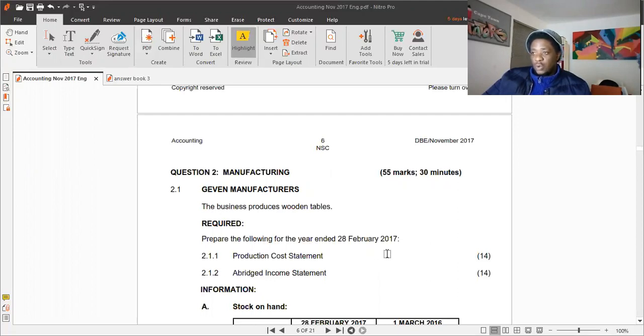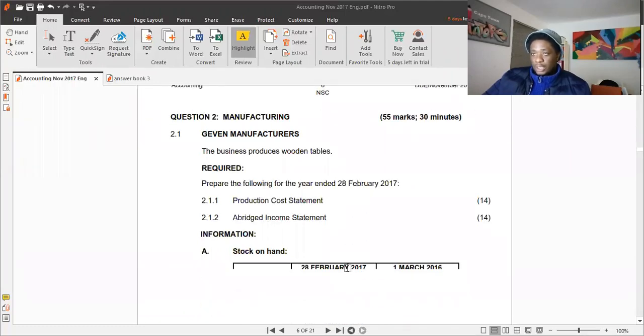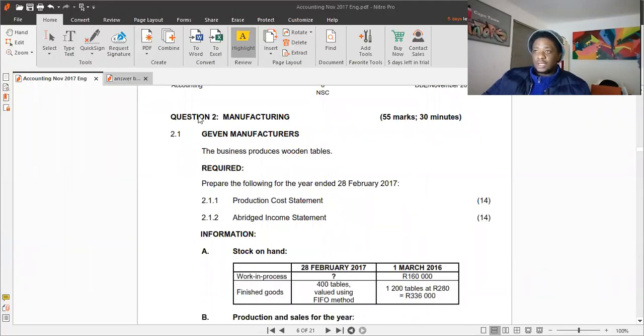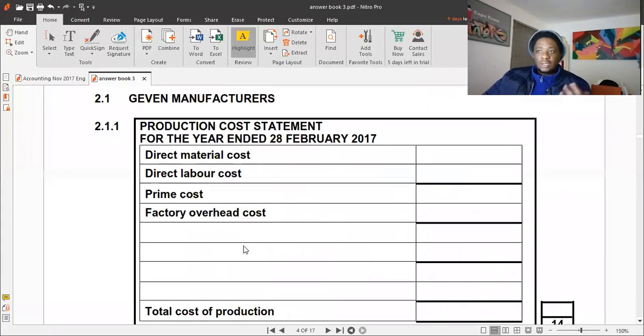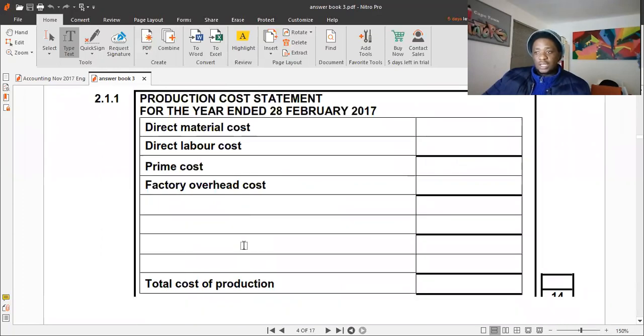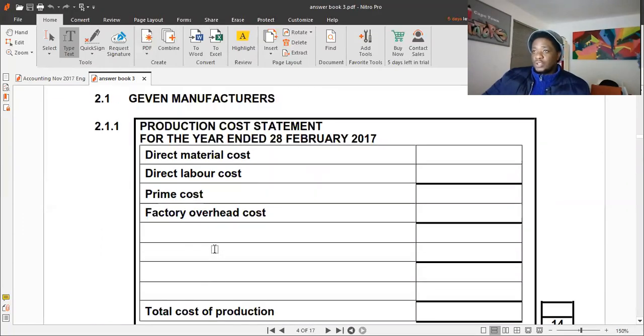The first thing that you're required to do is a production cost statement, and the second thing is an abridged income statement. So let us go. When you're doing a production cost statement, you have your direct material cost, then your direct labor cost, and then your prime cost, and then you add your factory overhead cost. After that, you add your work in progress at the beginning of the year, subtract work in progress at the end of the year, and then you get the total cost of production. So let's first find the direct material cost.